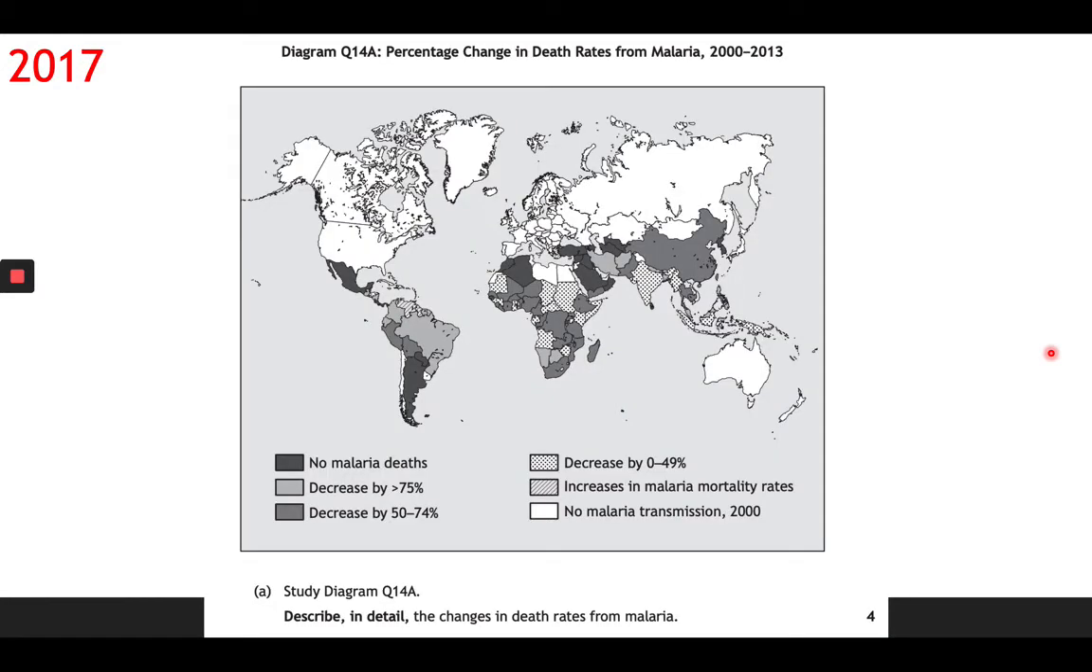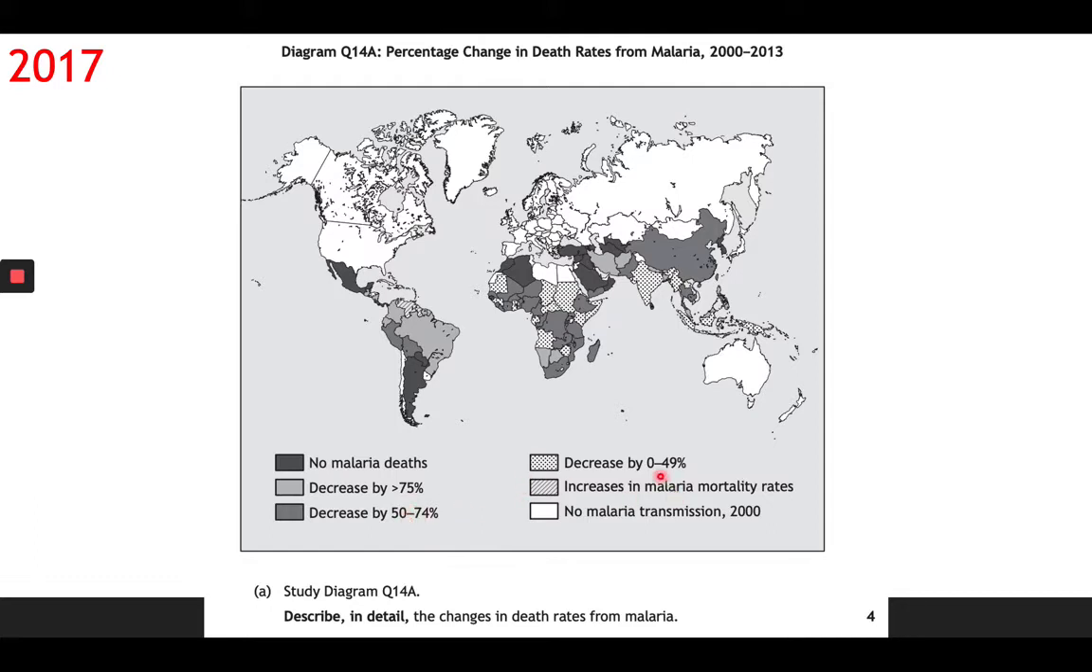Question from 2017 was describe in detail the changes in death rates from malaria. Again, a really nice, easy question. So where there is no change, so it says no malaria transmission, if you mention any of those white countries, you're not going to get a mark. So we have to focus on areas where we've got a decrease or an increase.